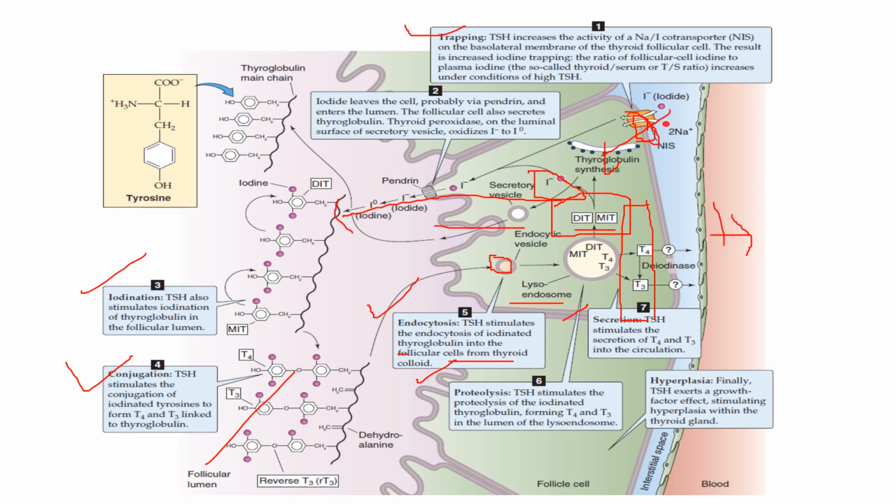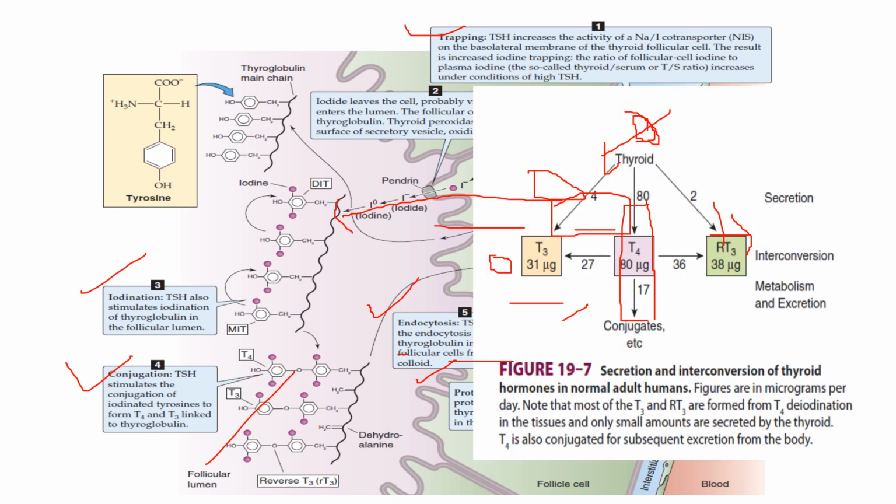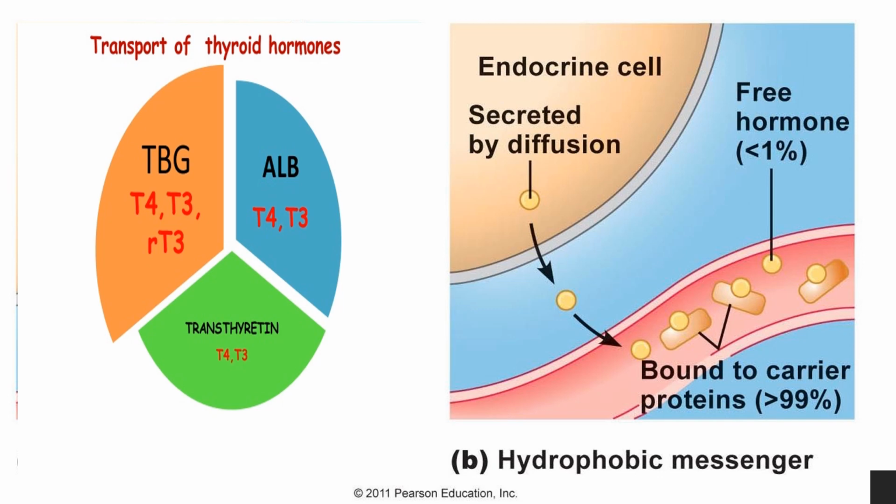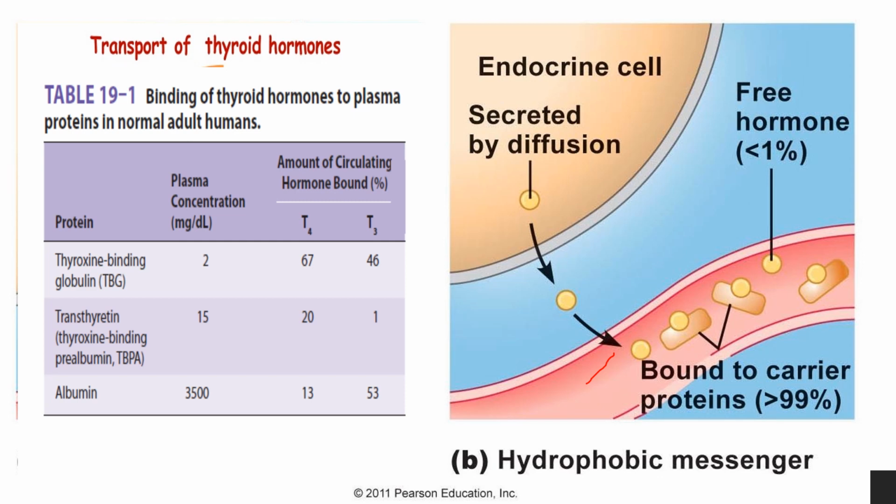Now we know that T3 and T4 are released into the blood. What will be the fate of these hormones now? Release and transport of the hormone. Normal plasma T4 and T3 are relatively lipophilic. So when they enter the plasma, they bind with carrier proteins. There are three types of thyroid binding proteins: albumin, transthyretin, and thyroid binding globulin.